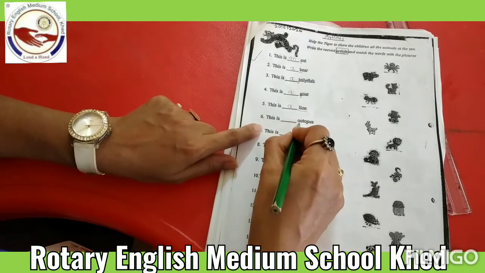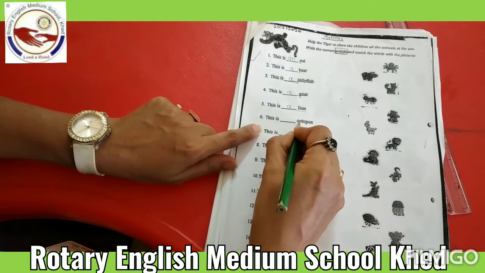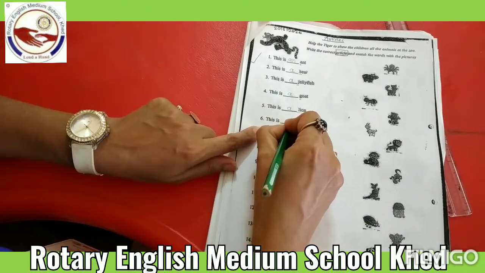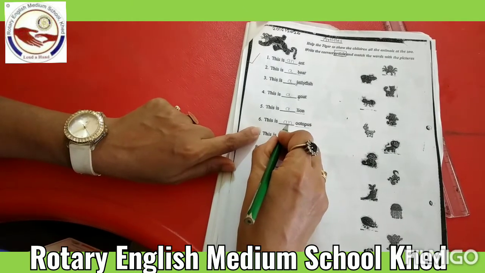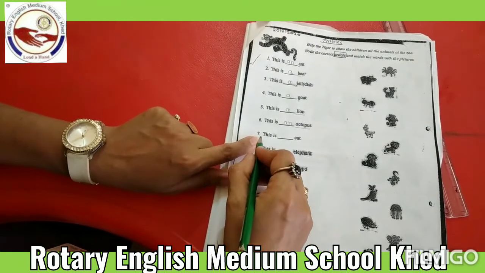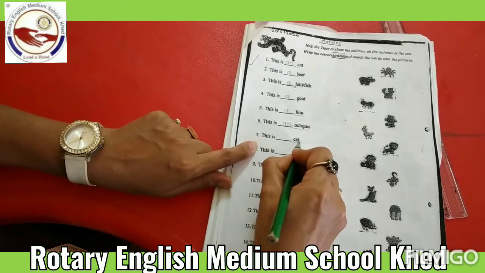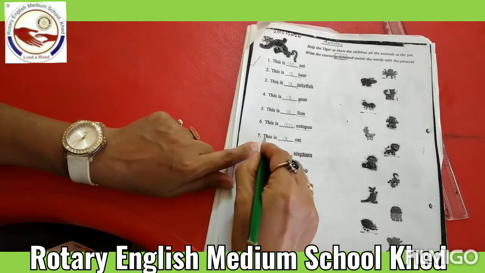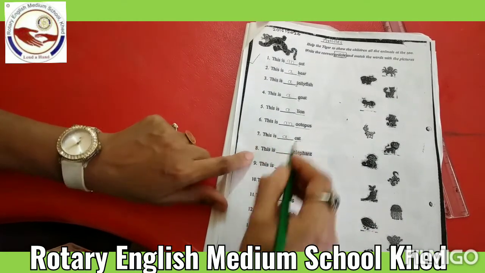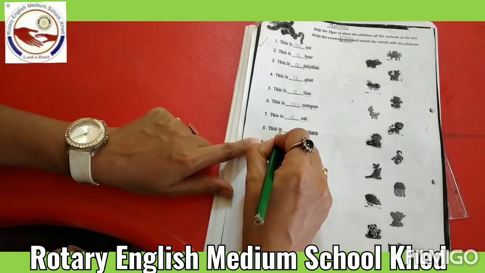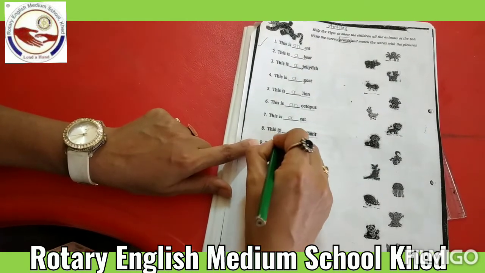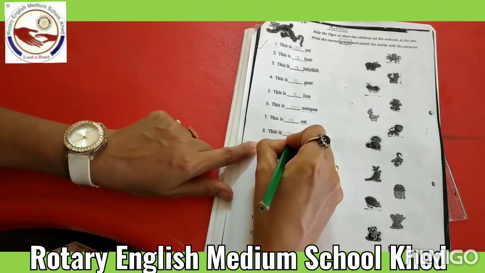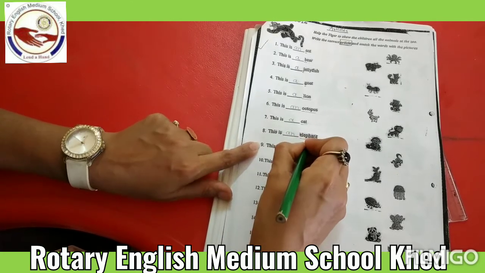Number 6. This is an octopus. O is a vowel. So here I used an. This is an octopus. Now number 7. This is a cat. C is a consonant. So a cat. Number 8. This is an elephant. E is a vowel. So use an. This is an elephant.